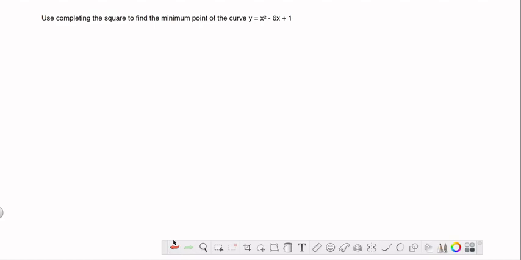Use completing the square to find the minimum point for this curve. This is a quadratic equation, and what's not going to be given to you for this type of question is the graph of this. Now I'm just going to show you the graph. It's already plotted. It's right here.